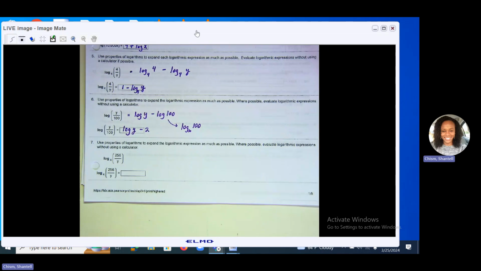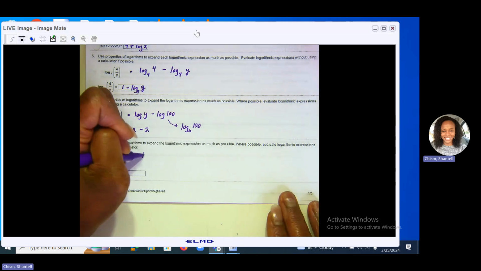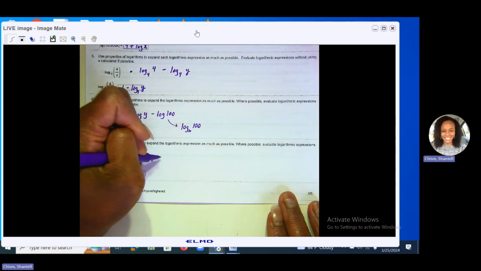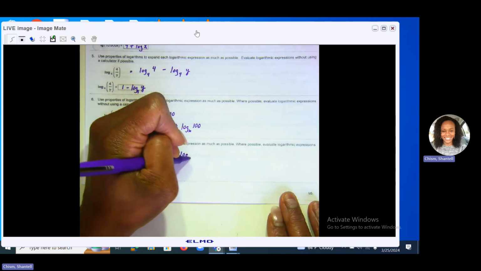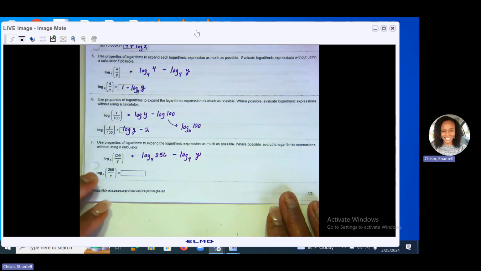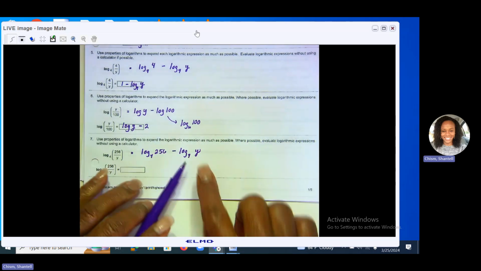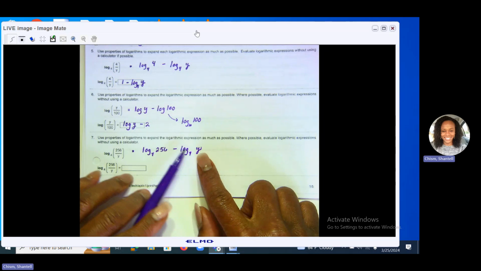Another example with the quotient rule, number 7. Use properties of logs, same directions, okay? Again, they do not tell us which property to apply. I recognize this is a quotient. So log base 4 of 256 divided by y. So first thing I'm going to do is expand it out. Log base 4 of 256 minus log base 4 of y. So we know this is the log of a variable, so it's just going to stay.